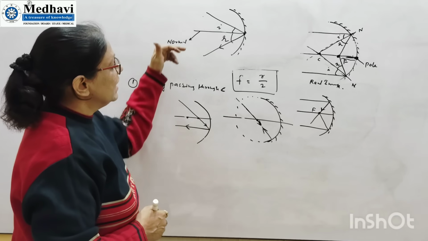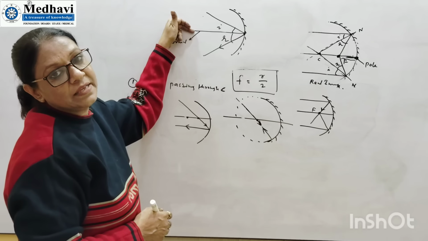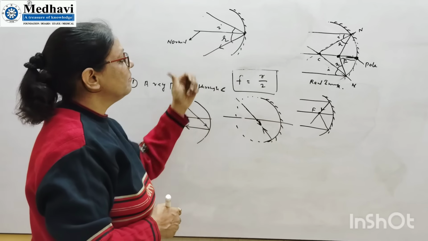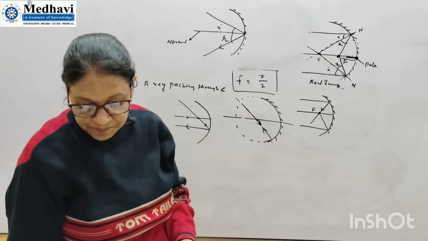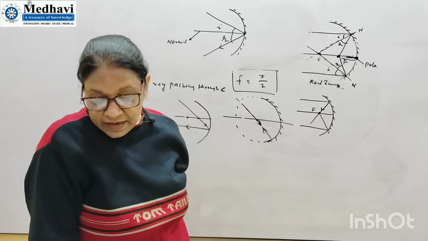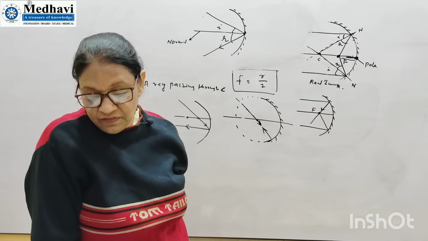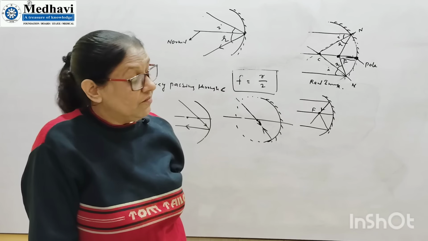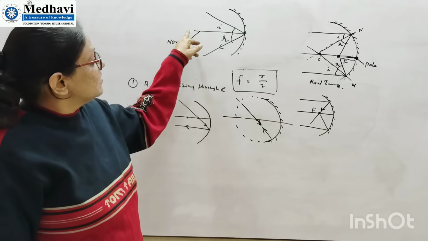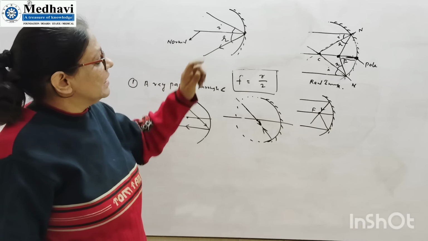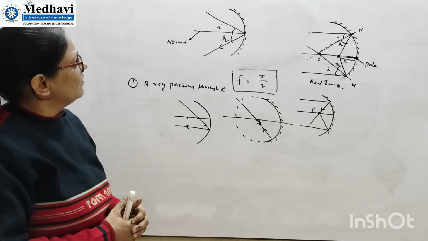And the fourth point: if a ray passes through the pole, then the principal axis behaves as a normal, and the ray will return back making some angle, that is the angle of reflection. So this is the last point: a ray incident at the pole of a spherical mirror is reflected at an angle of reflection equal to the angle of incidence, with the principal axis as the normal. This angle is always equal. In this way we can get information.